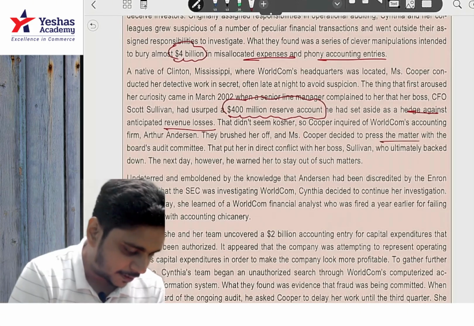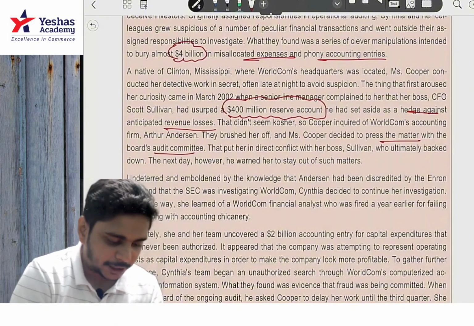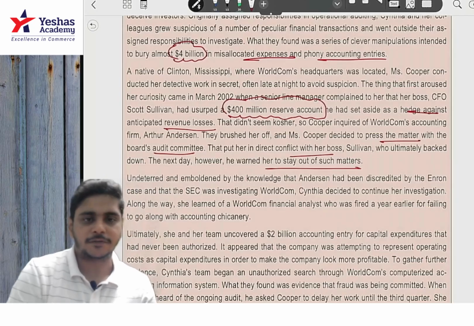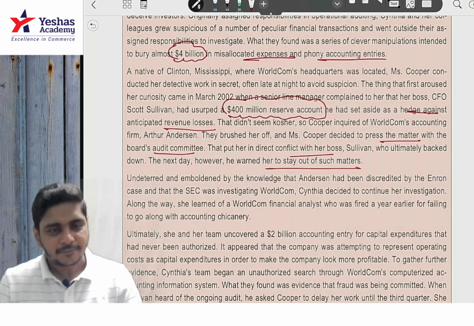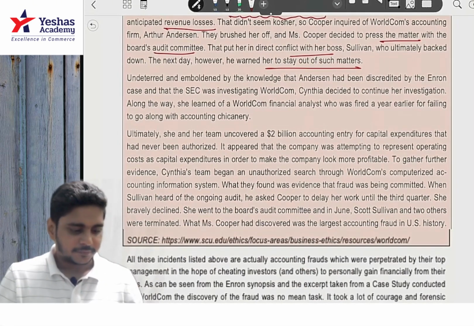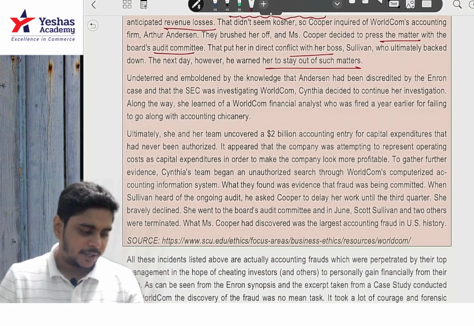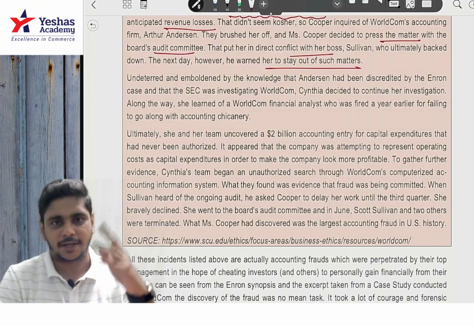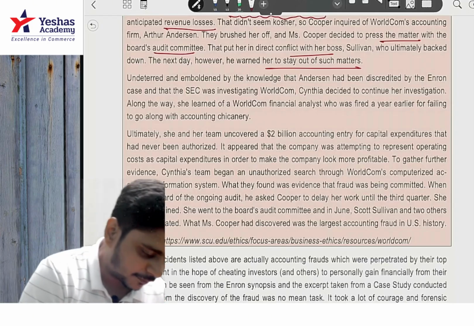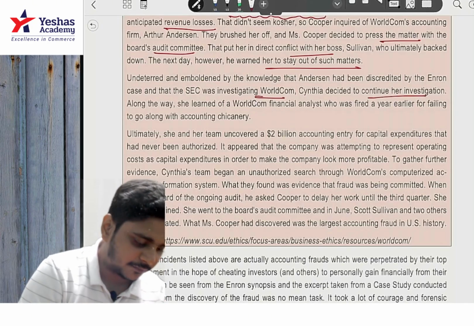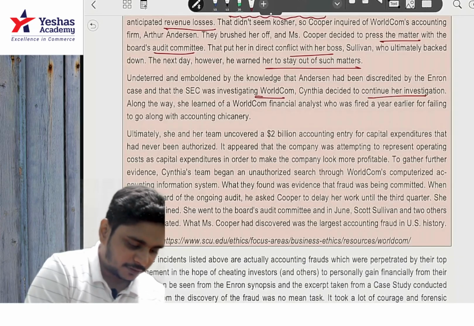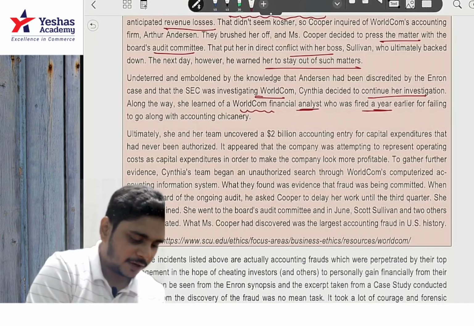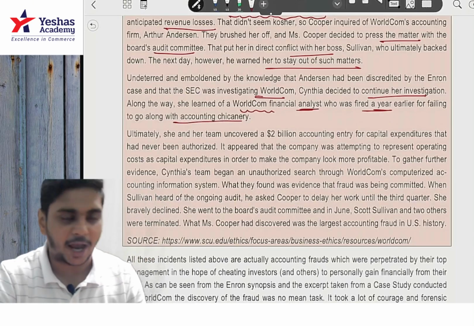Cooper decided to press the matter with the board audit committee. It put her in direct conflict with her boss, who ultimately backed down. The next day, he warned her to stay out of such matters, because obviously there was a fraud happening. But undeterred and emboldened by the knowledge that Andersen had been discredited by the Enron case, because there they were doing it, and the SEC was investigating WorldCom, Cynthia decided to continue the investigation. Along the way she learned that a WorldCom financial analyst was fired a year earlier for failing to go along with accounting chicanery.